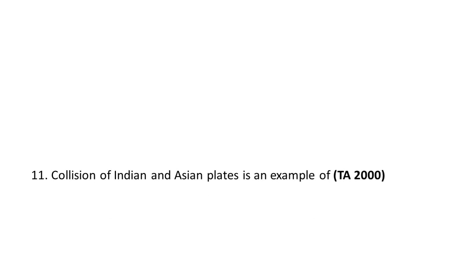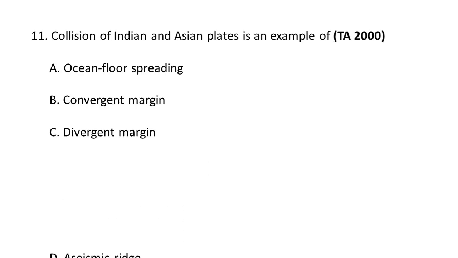Next question. Collision of Indian and Asian plates is an example of A. Ocean floor spreading, B. Convergent margin, C. Divergent margin and D. Aseismic ridge. So the correct option is B.